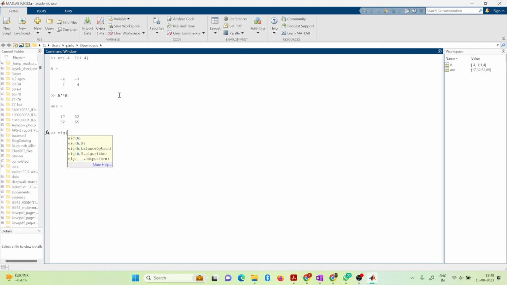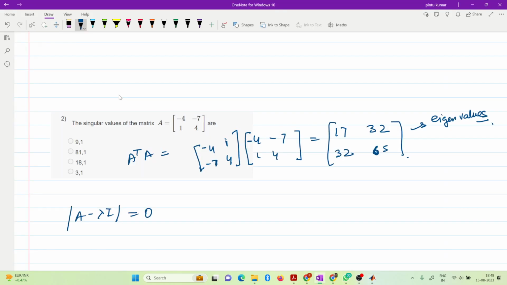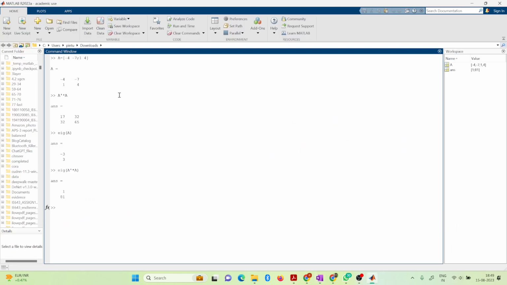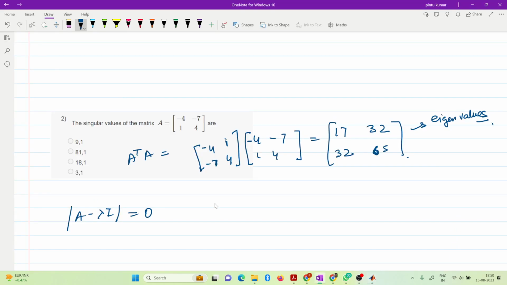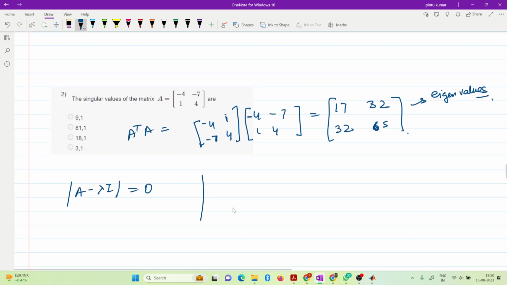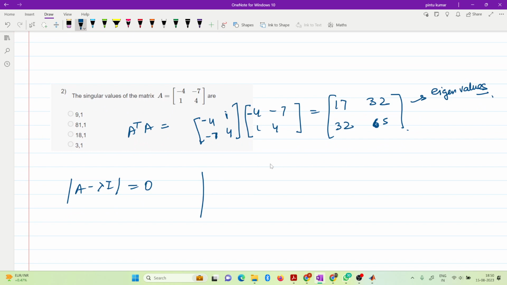Somebody says 81 and 1. Can others try? I think that's correct, but can someone else verify? It's just solving a quadratic equation that you have been doing since class 6 or 7. So yes, 81 and 1 is correct, but I'll just do some steps over here.